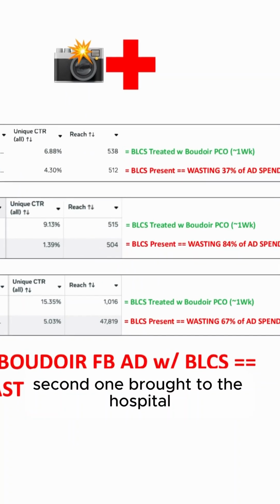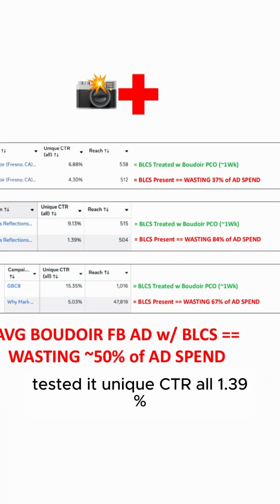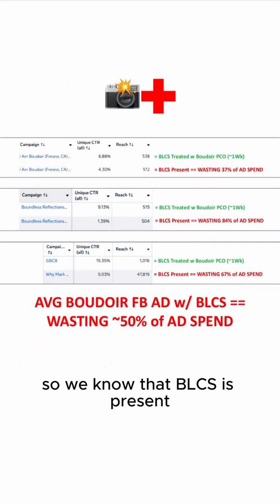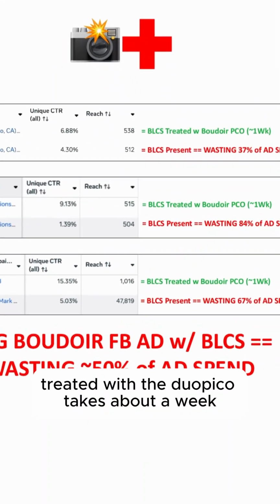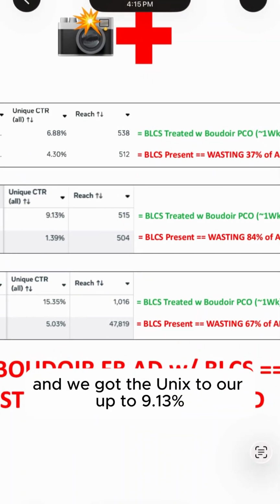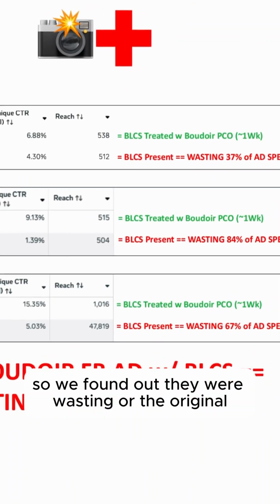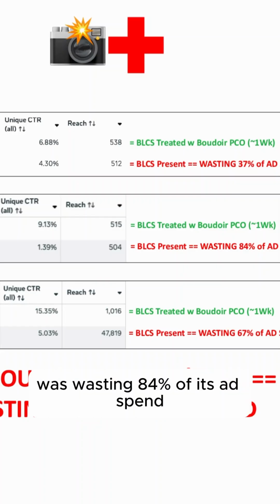Second one, brought it to the hospital, tested it, unique CTR 1.39%. So we know that BLCS is present. Did the same thing: duplicated it, treated it with Boudoir Pico, takes about a week, and we got the unique CTR up to 9.13%. So we found out the original was wasting 84% of its ad spend.